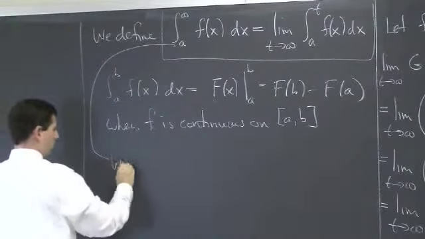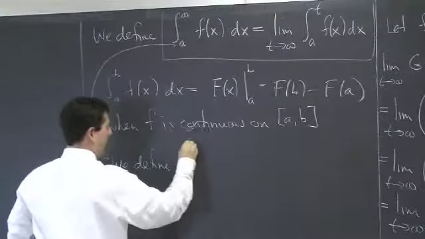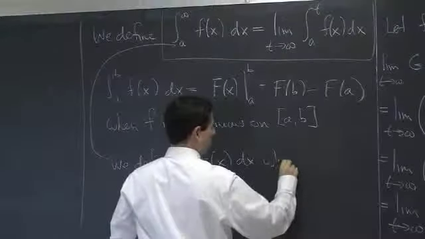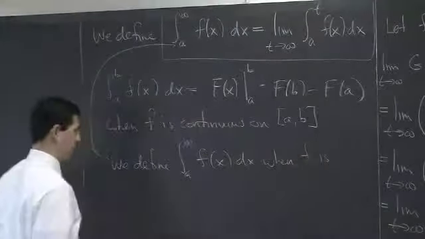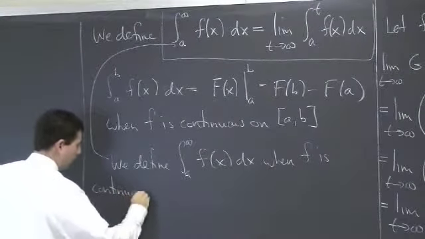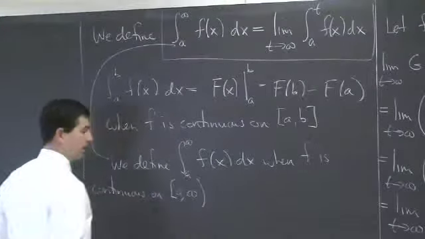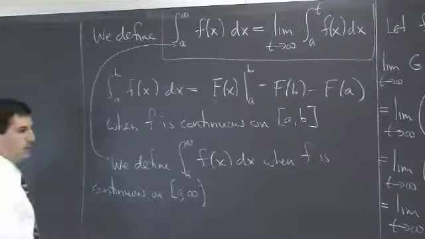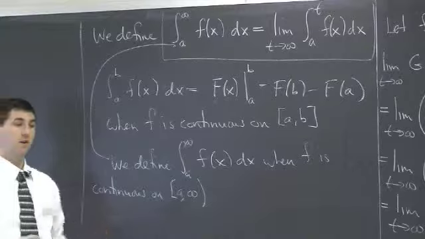So we define the integral from a to infinity of f of x dx when f is continuous on the interval a to infinity. It should be continuous everywhere there. We don't want to allow weird jumps or even things that might go to infinity. Not yet, anyway.